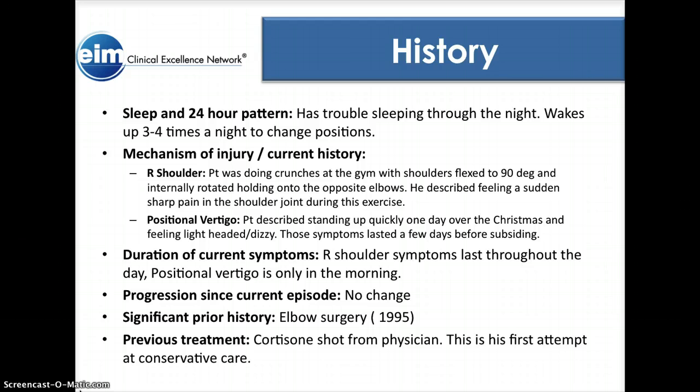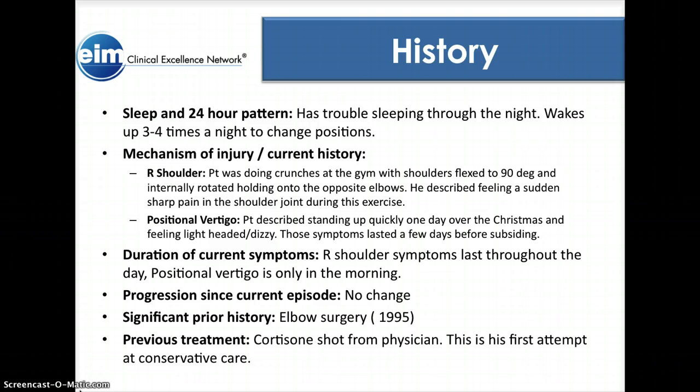His mechanism of injury for the right shoulder was doing crunches at the gym. He described doing crunches and having his arms flexed to about 90 and holding each elbow with the opposite hand. And he was doing crunches and felt a sharp pain all of a sudden in his right shoulder that he tried to push through because he thought the pain would go away. And pain continued to linger, and he had increasing pain over the first month, and now symptoms have plateaued but are still lingering.